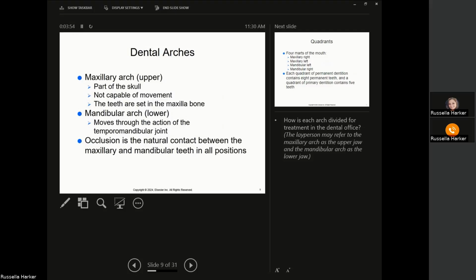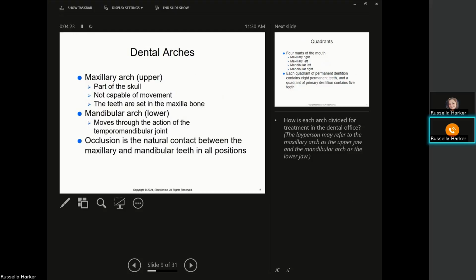So we have two dental arches. We have a maxillary arch, which is the upper arch. It's part of the skull. It is not able to be moved. The teeth are set in the maxilla bone. The mandibular arch is the lower arch. It is the only movable bone in the skull, and it moves through the action of the temporomandibular joint.